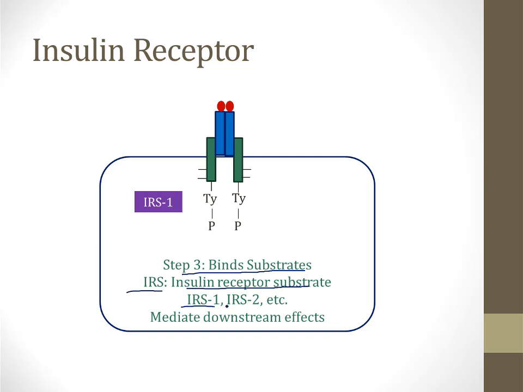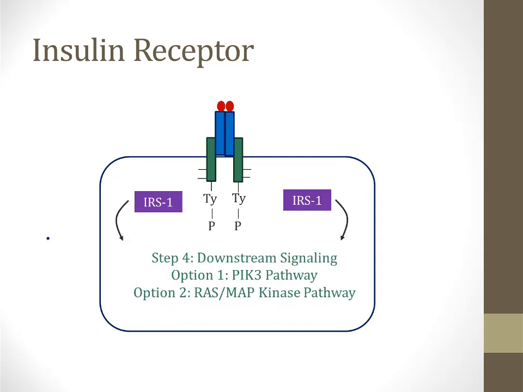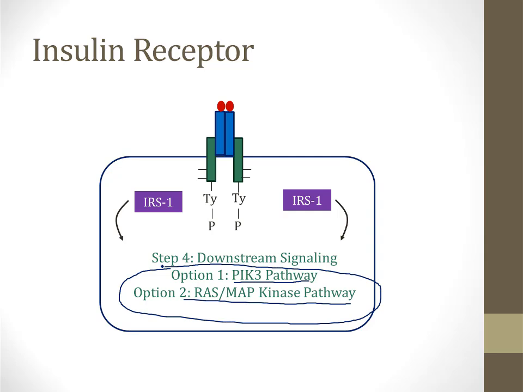There is an IRS1 and an IRS2, and these will bind to the receptor after tyrosine phosphorylation has occurred, and these IRSs will mediate the downstream effects of the insulin hormone. There are many elements of the way that the insulin hormone exerts its effects that are not well understood, but there are 2 biochemical pathways that have been fairly well characterized by which insulin exerts its effects. One of those is the PI3K pathway. The other one is the RAS-MAP kinase pathway, and we'll talk about both of these now. These are pathways by which the activated insulin receptor can exert its effects on cells.